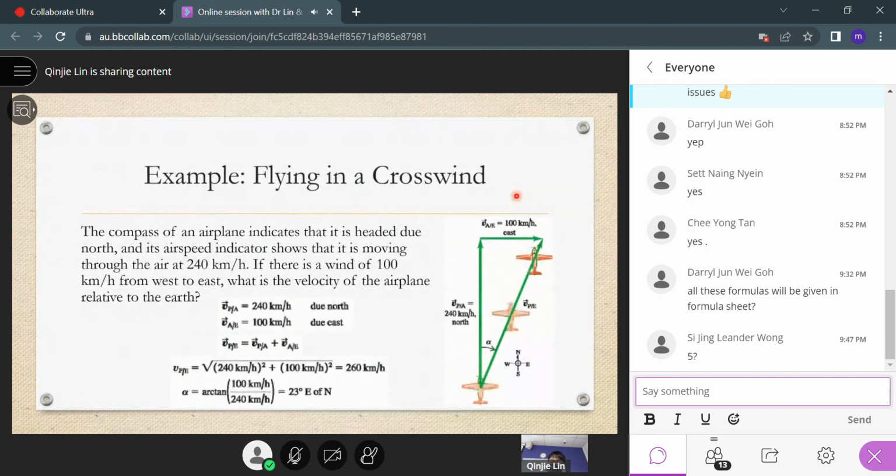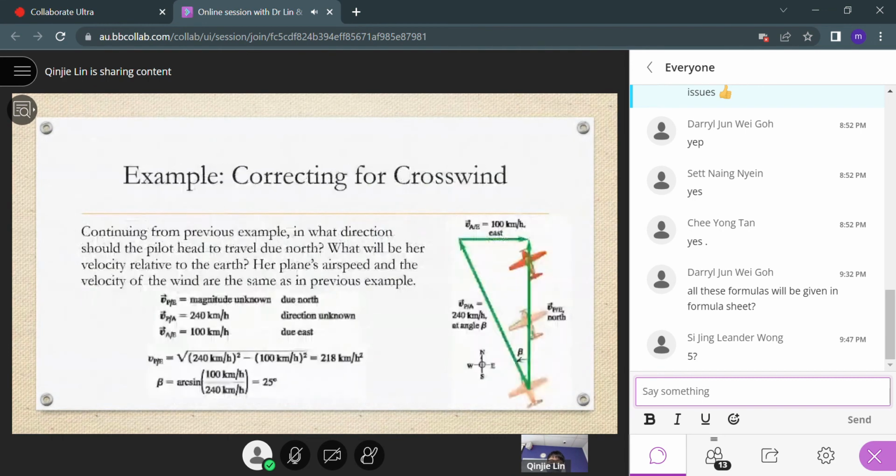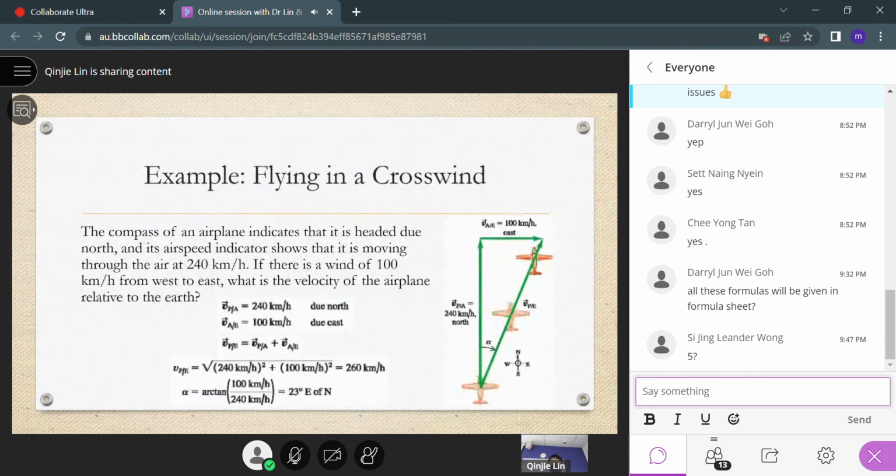Okay, let's go through an example. I think, yeah, just these two examples, then we can end class already. Okay? No. Go through assignments first. Very short only, also very short.